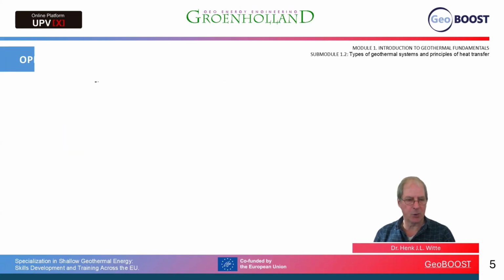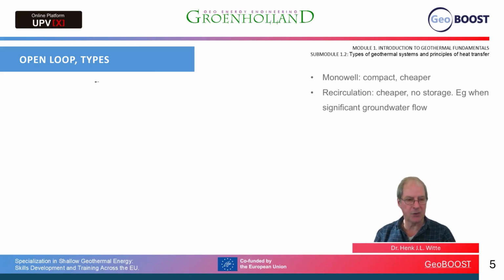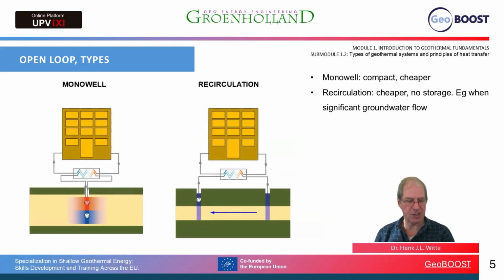For instance, a mono well where we do not have two wells but one well, and we can still have storage, where you can see this in the left picture. A cold well is created on the bottom and a warm well on the top if the aquifer thickness allows this. Obviously, when you have a mono well, you only have one borehole, one set of pumps, and one set of heat exchangers and everything. So it's much more simple and it is more compact.